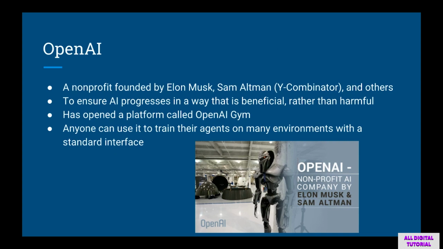OpenAI is a non-profit founded by Elon Musk, Sam Altman, and others in order to ensure that AI progresses in a way that is beneficial rather than harmful. Part of the motivation behind OpenAI is the existential risk that AI poses to humans. They believe that open collaboration is one of the keys to mitigating this risk. One of the great things about OpenAI is that they have a platform called the OpenAI Gym, which we will be making heavy use of in this course. It allows anyone, anywhere in the world, to train their reinforcement learning agents in standard environments.